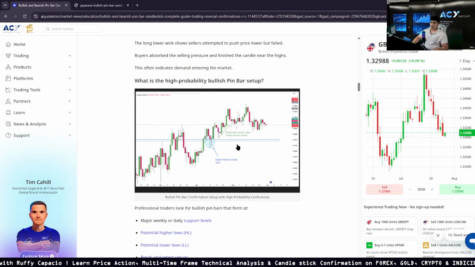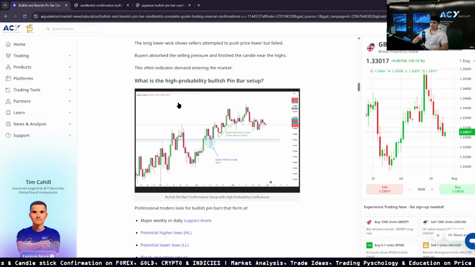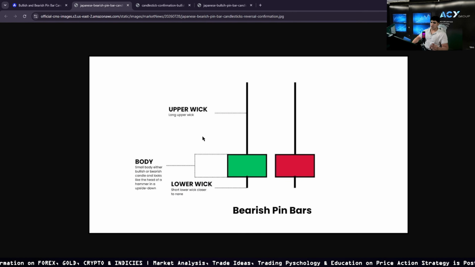Now, this is how it looks when paired up with a high probability price action setup. There is a support. You need to wait for a pin bar to happen at the retest. The pin bar has closed. The next thing that happened was a bullish momentum continuation to the upside.